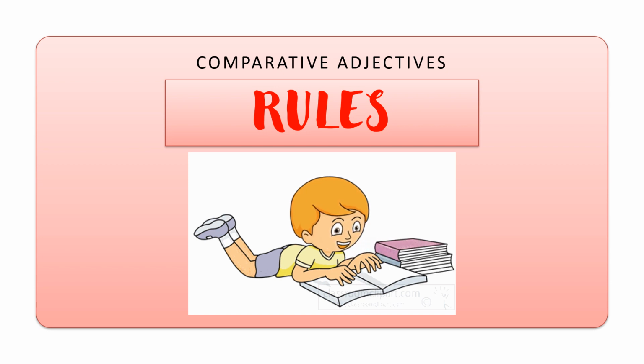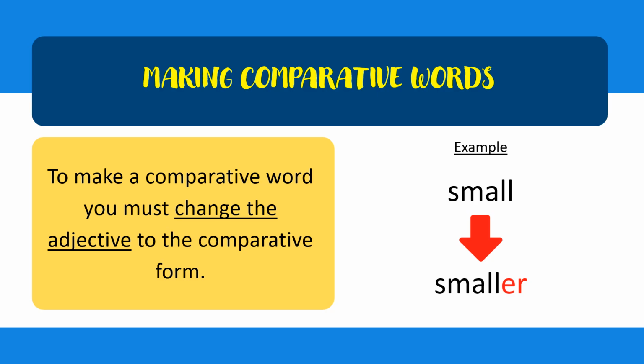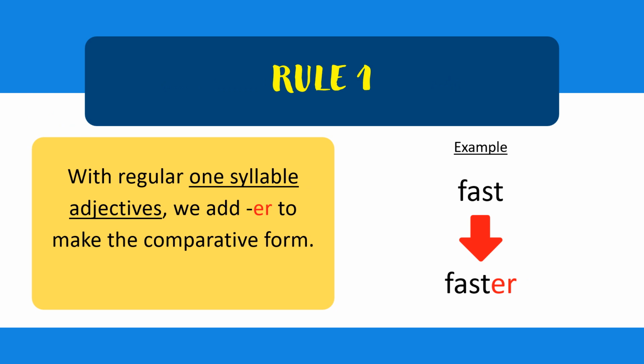Now let's practice some rules. To make comparative adjectives, you must change the adjective to the comparative form. For that, we have to add the ER. For example, here we have small, and then we change it to smaller. And here we have rule number 1, just as we said in the slide before. With regular one-syllable adjectives, we add ER to make the comparative form. For example, fast and faster.